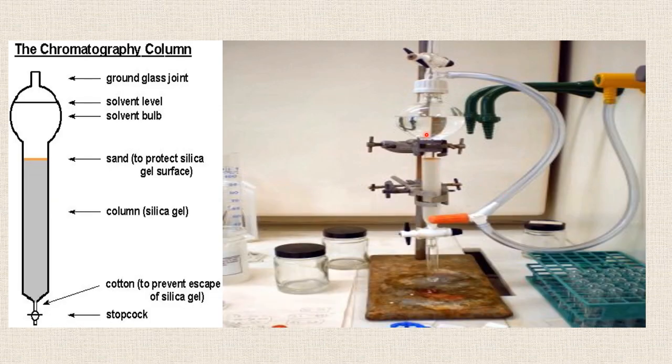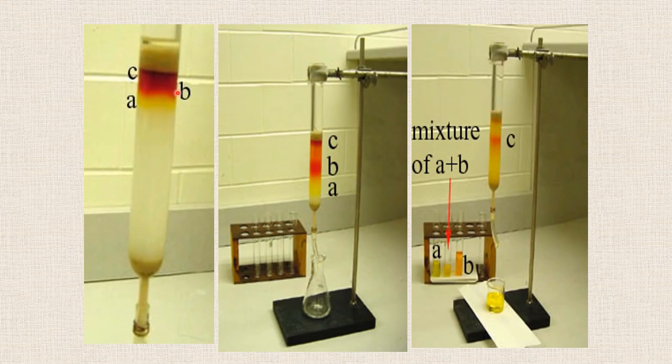Here is another diagram. Here is the reservoir which is placed on the top of the column. Here it is a labeled diagram. Here it is a stopcock. Then the cotton or wool is placed here so that this stopcock is not stuck. Then it is filled with silica gel or any adsorbent. Then the sand is placed here. Then a reservoir is placed on the top of the column.